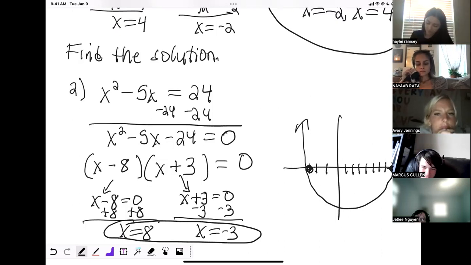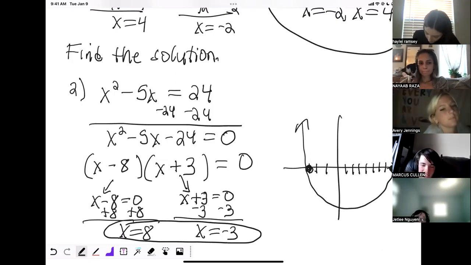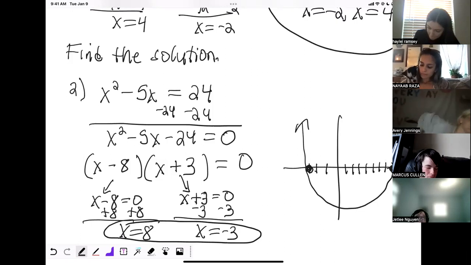Okay, let's do another one. Before, any questions? I know it's sort of kind of new. Any questions? Basically, you put it equal to 0, you factor it, and you find a solution.